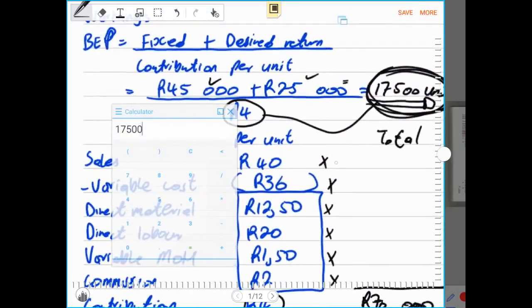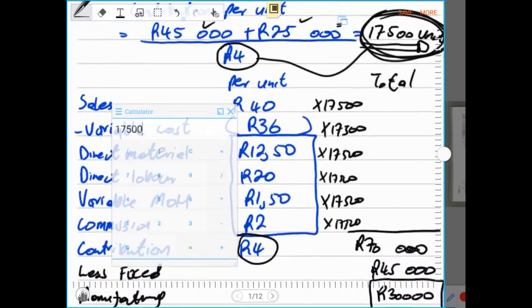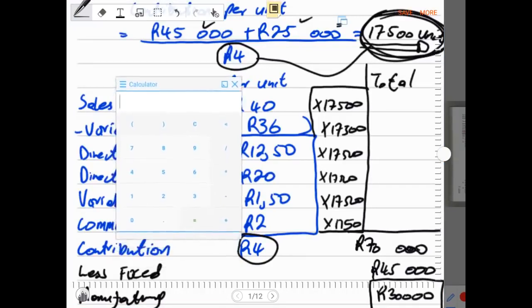And from here now you can times your selling price by 17.5, the variable cost 17,500, and all your cost by 17.5, by 17.5, by 17.5, and by 17.5. And now from here we can immediately know how much will be the total in our income statement. Total sales, total variable cost. You don't have to show these workings, this part that I've circled, but you just have to know that you multiply by the number of units that you have calculated.